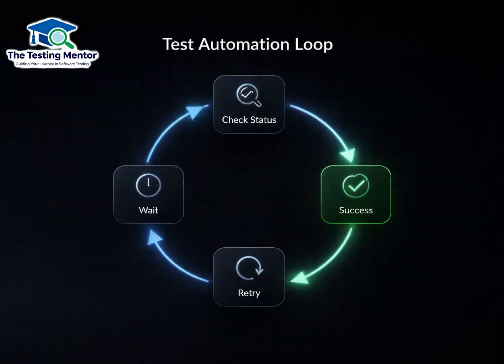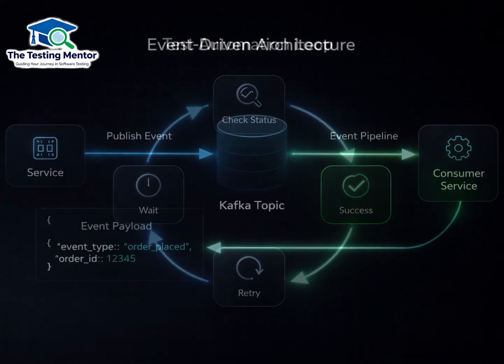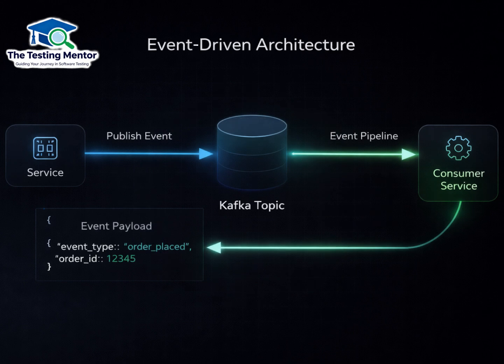A more advanced strategy is event validation. Instead of checking the database, you verify the event itself. For example, verify that the message was published to the queue. For Kafka systems, you can consume the event, validate the payload, and verify downstream services processed it. This approach directly validates system behavior.